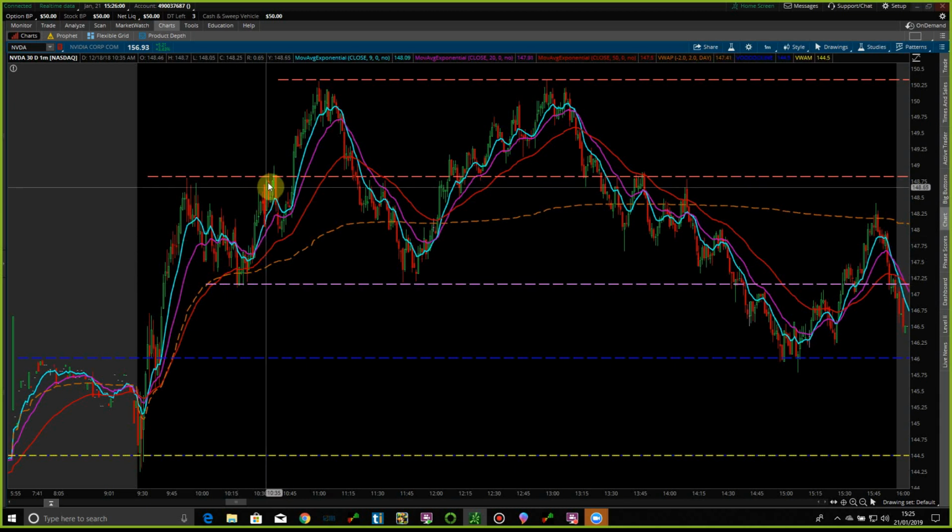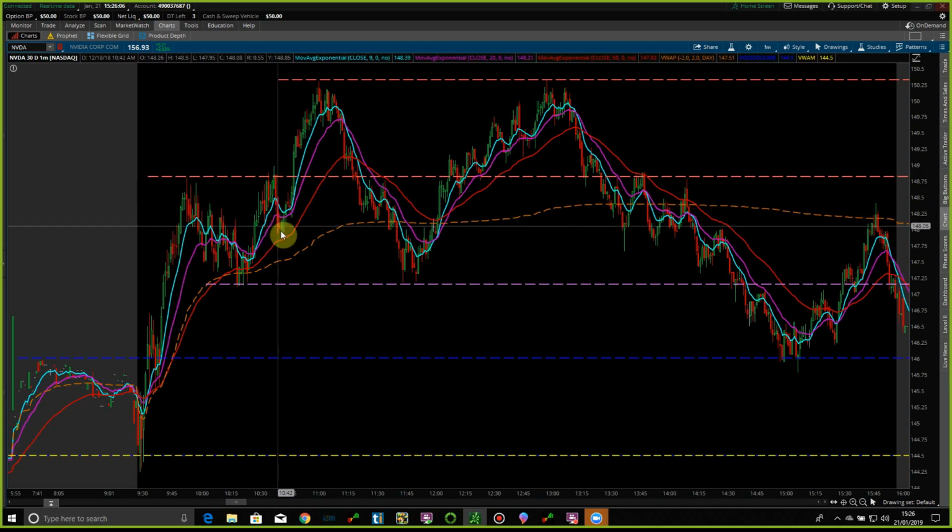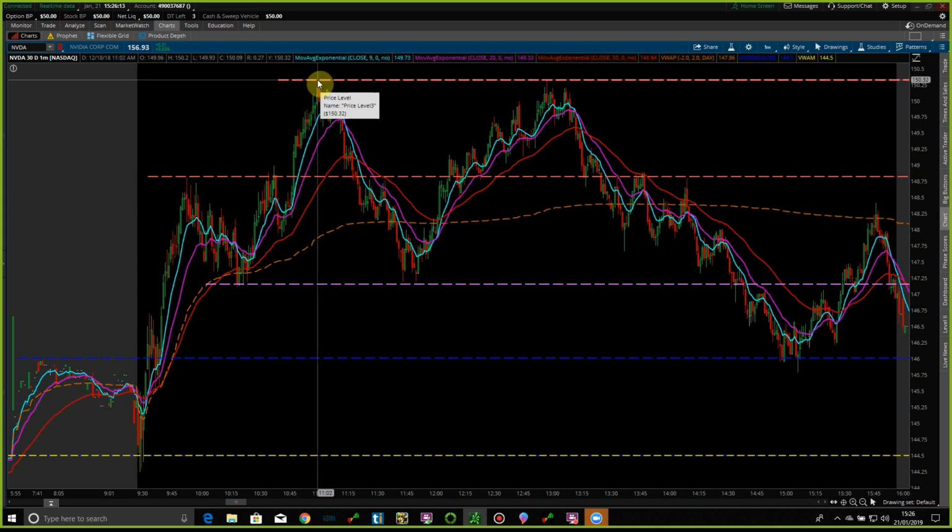Then it pushes, and you can see it starts to interact with the previous level. A couple of spikes, but it's nothing. It fails at that level. It pulls back to the EMA 50, and it pushes nicely up through the high of day, forming a new high of day.